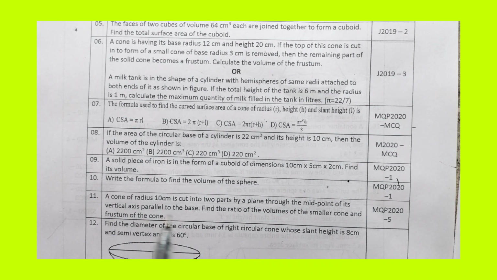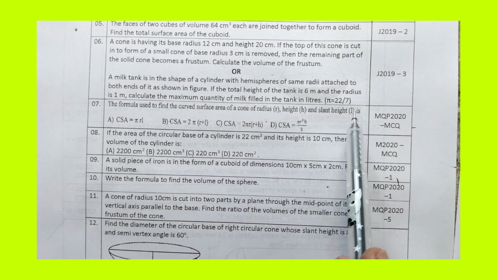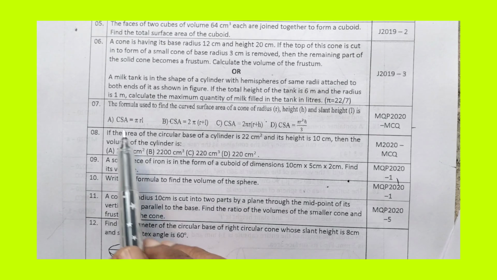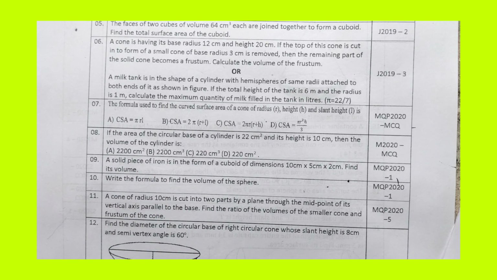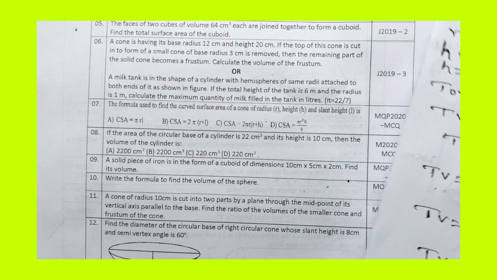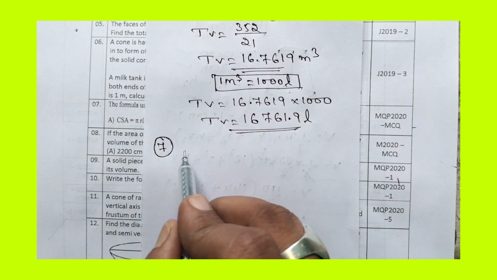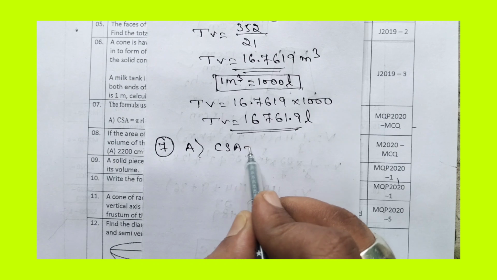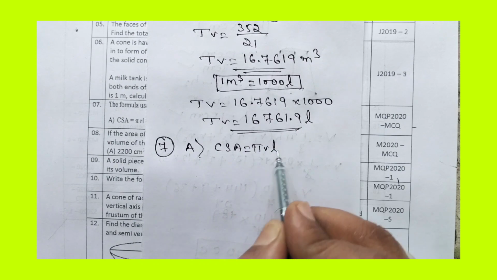The 7th question is: the formula used to find the curved surface area of a cone of radius r, height h and slant height l is. Look at the first option: CSA is equal to pi r l. That is the right answer for the 7th question, option A. CSA is equal to pi r l.